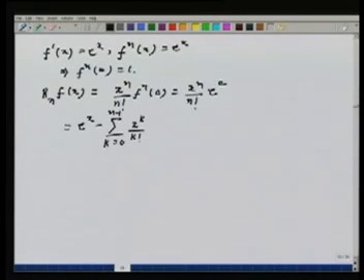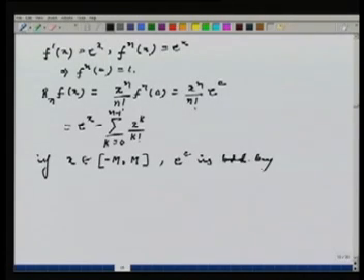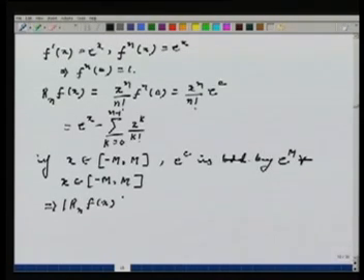Now I have given a fixed x. If x lies between minus m and m, let us say, then e to the power c is bounded by e to the power m for all x in minus m, m. This then implies that mod Rn fx is less or equal to mod x to the power n divided by factorial n into e to the power m.